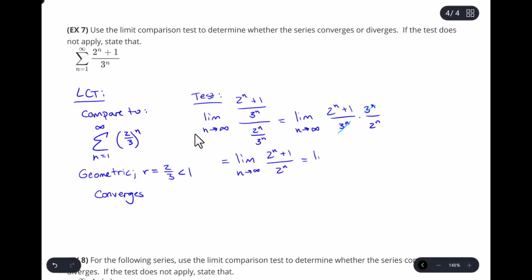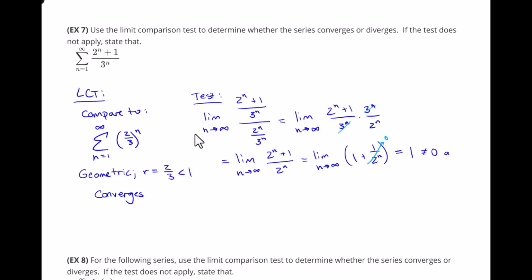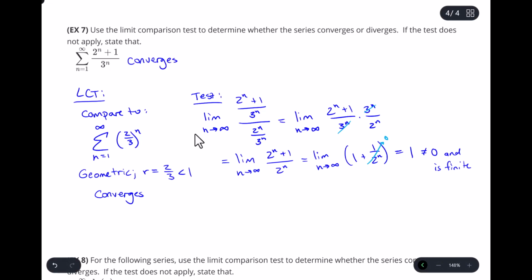Or actually, I could do a little bit of algebra as well, more than one way in this case. 2 to the n over 2 to the n would be 1, and then 1 over 2 to the n would just be exactly that. And the nice thing is, as n goes to infinity, this would go to 0, so the value of the limit is going to 1, which of course is not 0, and is finite, so therefore we get a result. So because the known series converged, that tells me the unknown series also converges by the limit comparison test.